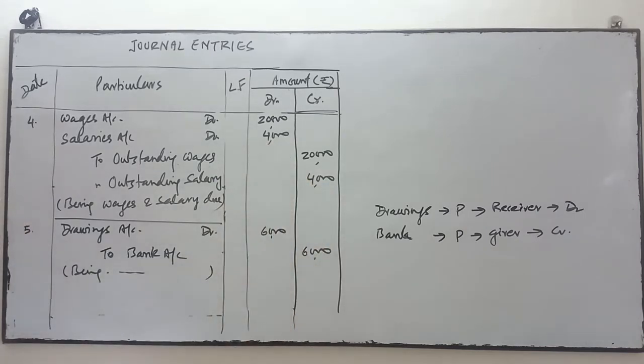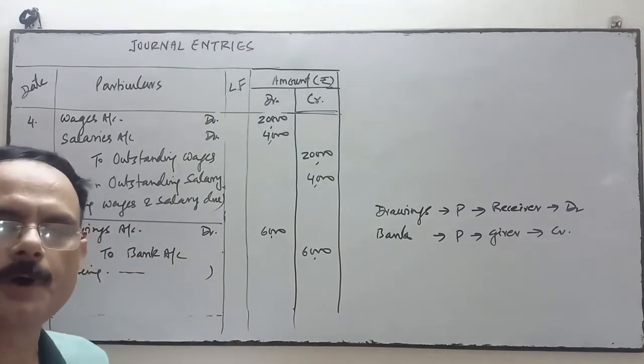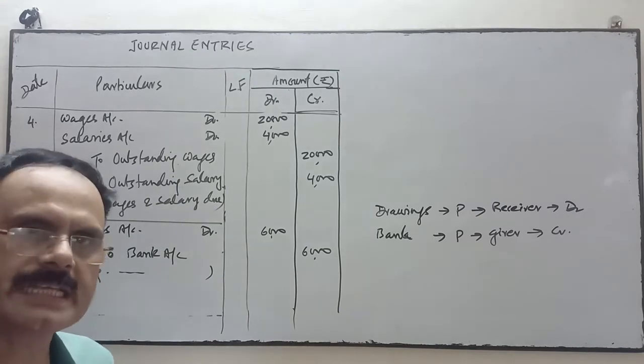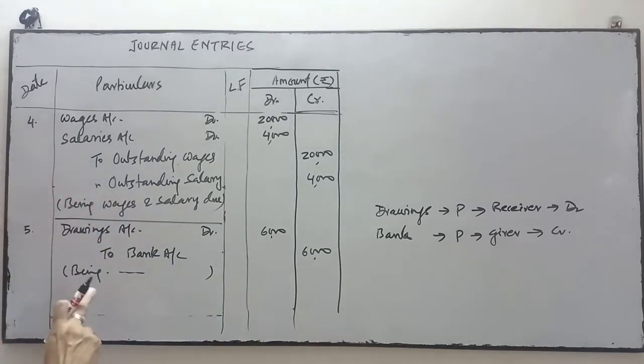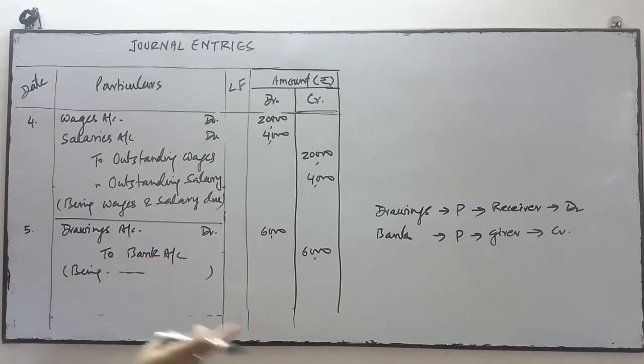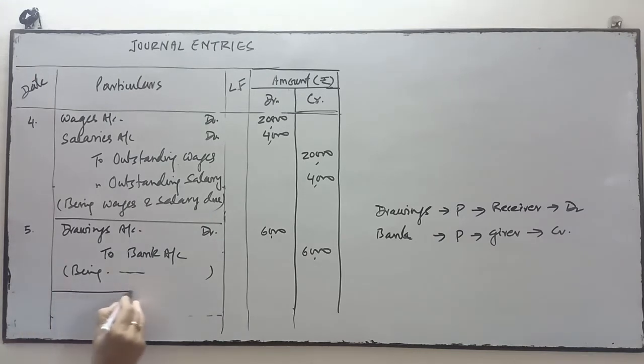What will we write in the narration? We will write the same thing: being furniture purchased for proprietor's personal use and payment made by check. That will be the narration, and thereafter you close this space.